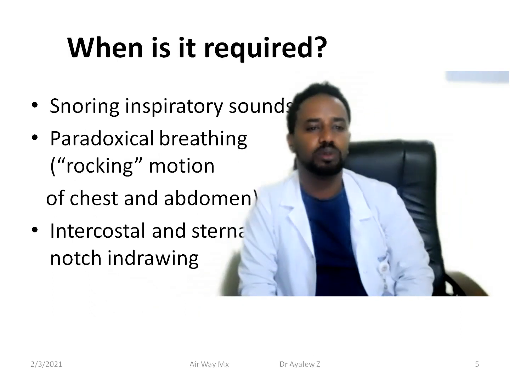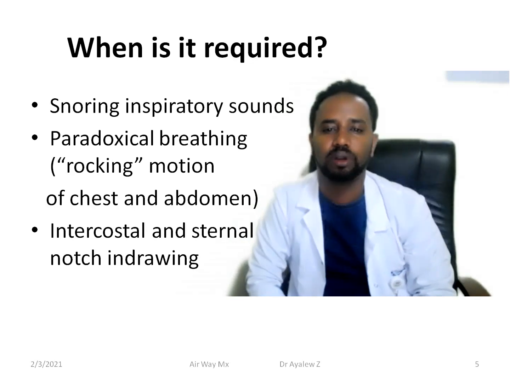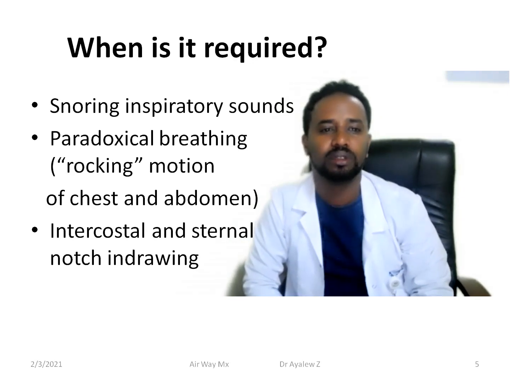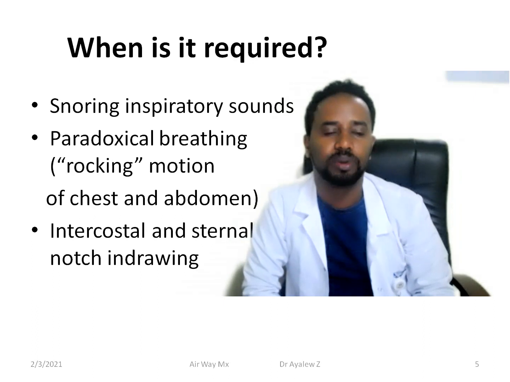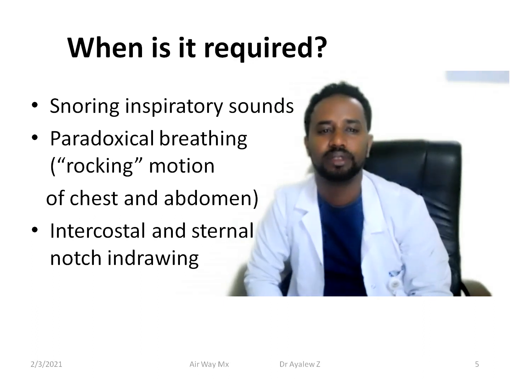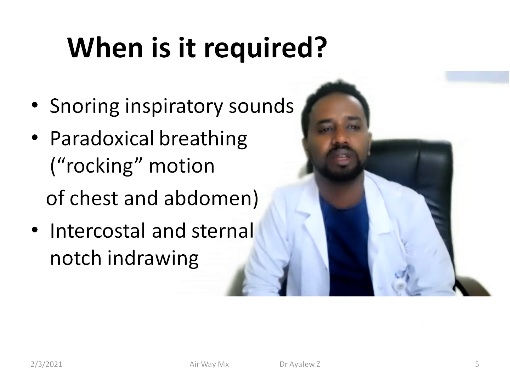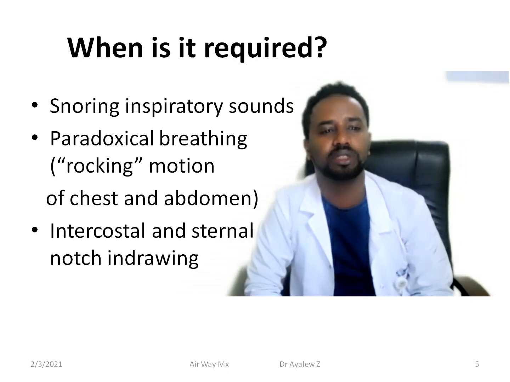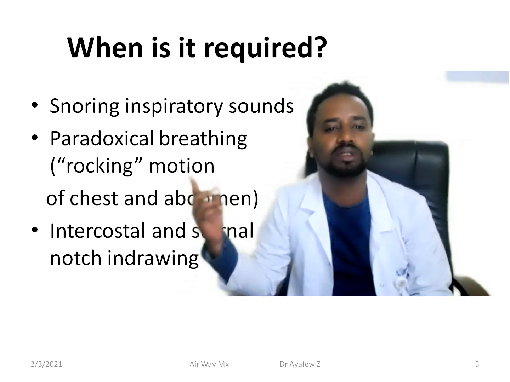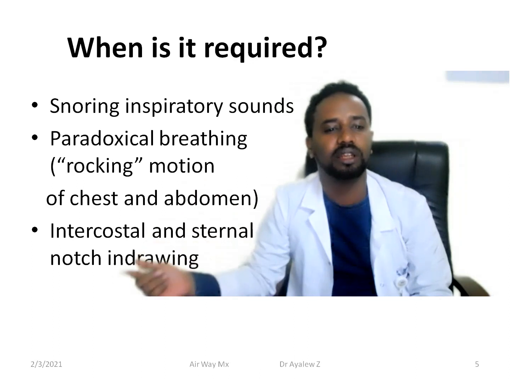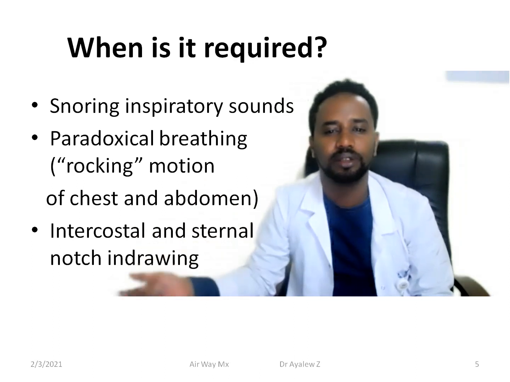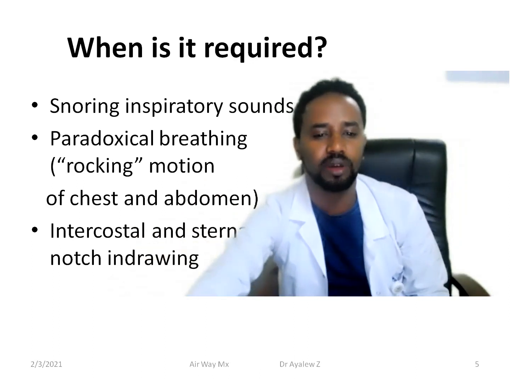So when is it required to protect or to intervene for the airway? One is for a patient who has snoring or inspiratory stridor, and a patient with paradoxical breathing and intercostal and sternal retractions. So these are signs of airway obstruction.